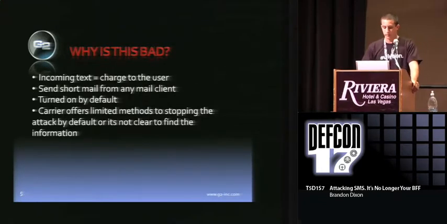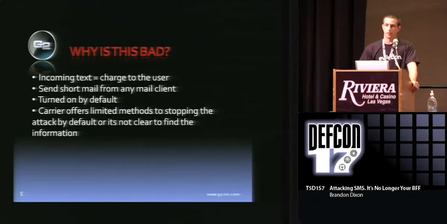So overall, why is this bad? An incoming text is a charge to a user, whether they want it or not. It's on by default. You can send the short mail from any client. Like I said, it goes back to the standard spamming techniques and mass mailers, in that nothing changes for them. Nothing changes if you've got an ex-boyfriend, ex-girlfriend, whatever, who wants to keep on sending you these messages. They can instantly do it right from their standard mail client. All of this, of course, is a problem because it's turned on by default, and most people don't even realize it. So the carriers offer limited methods to stopping the attack.